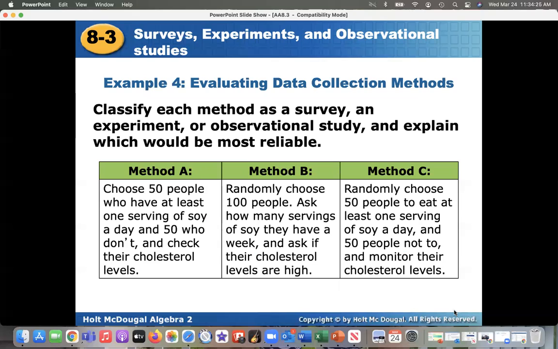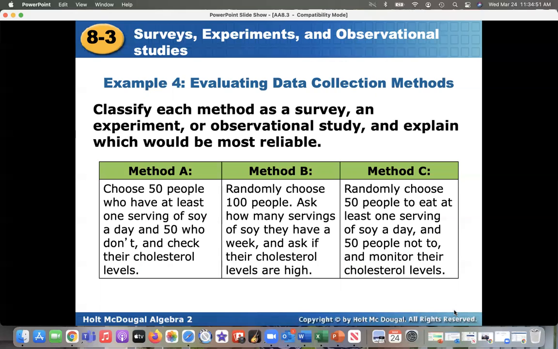Method A, choose 50 people who have at least 1 serving of soy a day and 50 who don't, and check their cholesterol levels. Method B, randomly choose 100 people, ask how many servings of soy they have a week, and ask if their cholesterol levels are high. Method C, randomly choose 50 people to eat at least one serving of soy a day and 50 people not to, and monitor their cholesterol levels.